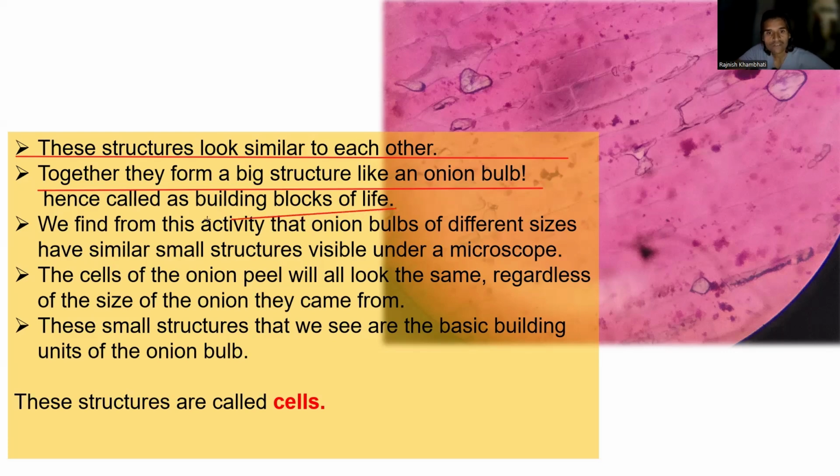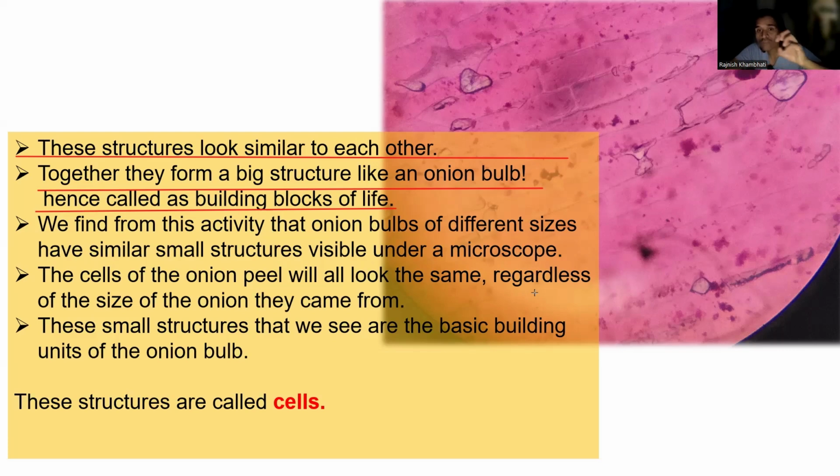Now, this is a very great sentence you have to understand. That is the reason we call the cell the building block of the organism. Why building block? Because you can see in this diagram, there is one single cell. Likewise, many cells are present in the whole structure, and that whole structure is coming from the onion. That means the whole onion is made up of cells. So the cell is the building block.